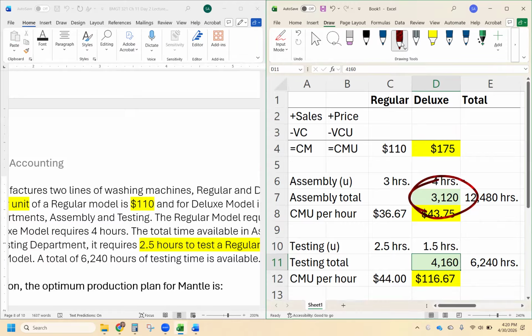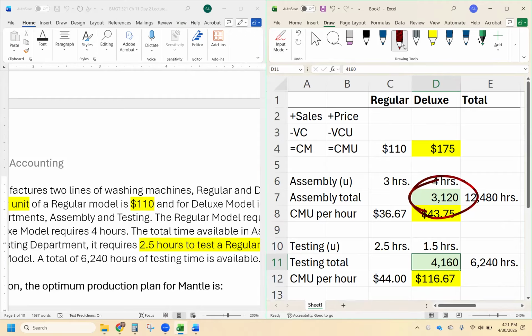So make as many as you can sell of the most profitable, and then find the next most profitable, make as many of those as you can sell, and the next most profitable, make as many of those as you can sell. And just go down the list. And that is your sales mix or your production plan that you're going to manufacture.